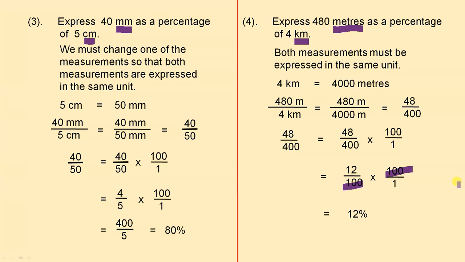So this video has shown us, using a few examples, how to express one measurement, if you like, or one quantity, as a percentage of the second quantity. And it's very important when you have units involved, you have to make sure that both units are expressed the same. You can't have centimetres and metres. They have to be in the same unit. You can't have metres and kilometres. They both have to be in the same unit.